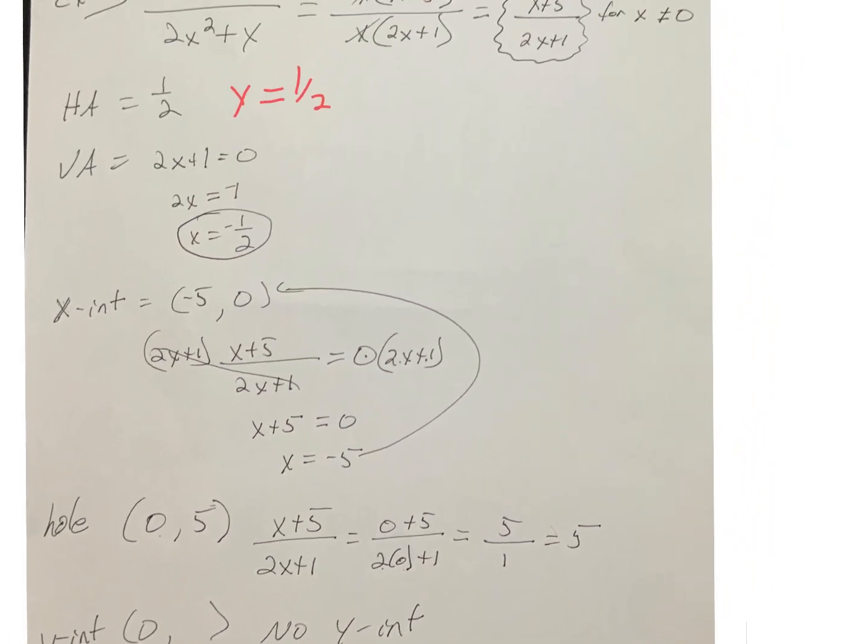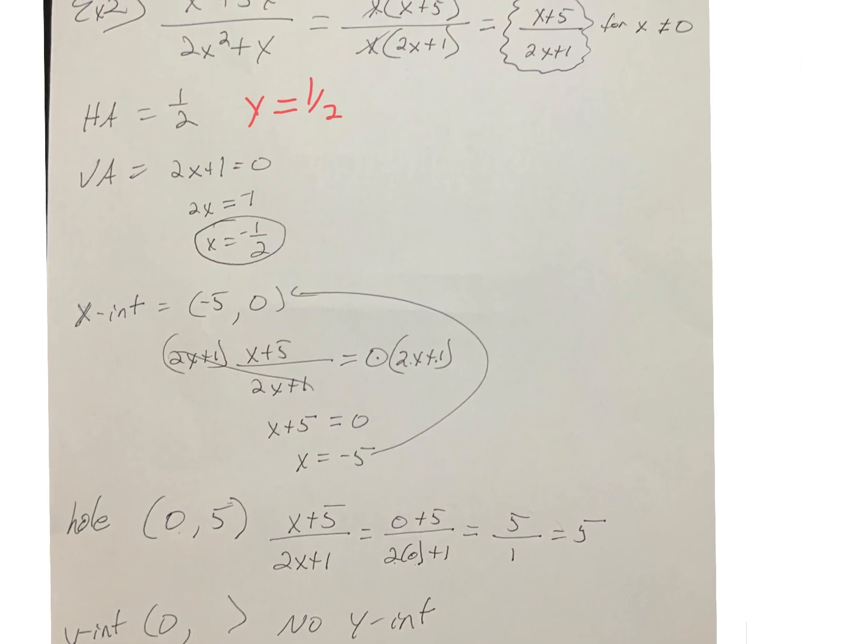And then, of course, we can consider the vertical asymptote. We just take the denominator of 2x plus 1 and set it equal to 0, and 2x equals -1, so x equals -1/2. That's our vertical asymptote, okay?